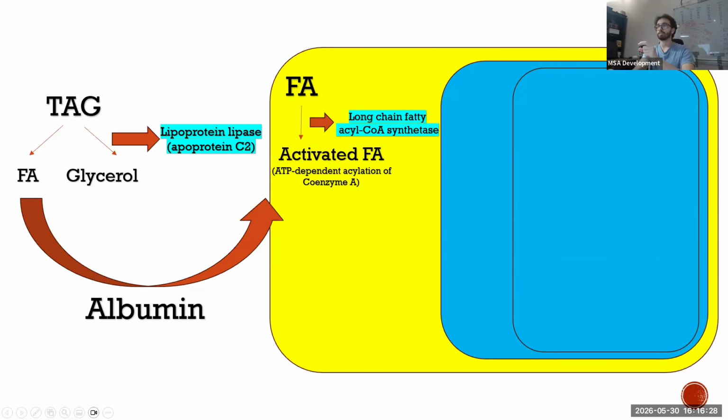Very important enzyme. We're going to talk about a disease related to that enzyme, okay? So the enzyme is long-chain fatty acyl-CoA synthetase, LCAS for short. Remember this enzyme. It's the enzyme that's responsible for activating fatty acid. Long-chain fatty acyl-CoA synthetase. Okay? Now we have the activated fatty acids.